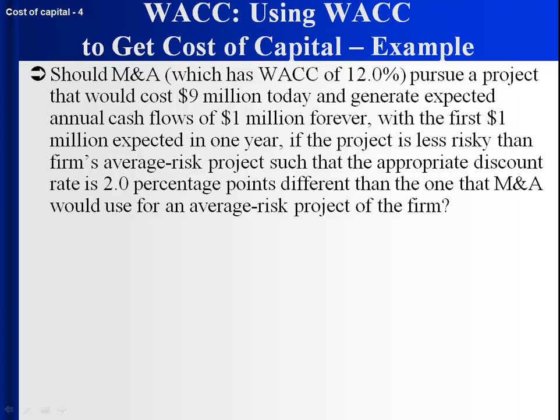Here's a project that M&A is looking to do. It costs 9 million today, 1 million forever, with the first million expected in a year. But the project is less risky than the firm's average risk project, such that the appropriate discount rate for this project is 2 percentage points different than the one they would use for an average risk project. So we know it's 2% different. We know it's less risky. Therefore, we know that the appropriate cost of capital for this project is equal to 12 minus 2%, which is 10%.